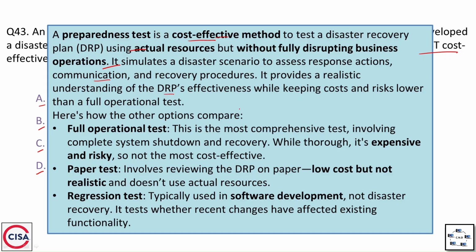Here is how the other options compare. Full operational test. This is the most comprehensive test involving complete system shutdown and recovery. While thorough, it's expensive and risky, so not the most cost effective. Paper test involves reviewing the DRP on paper, low cost but not realistic and does not use actual resources. Regression test is typically used in software development, not disaster recovery. It tests whether recent changes have affected existing functionality.